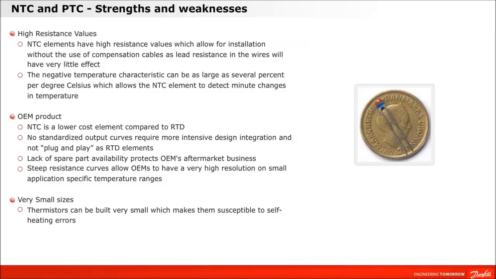Thermistors can be very small, which makes them susceptible to self-heating errors. The weaknesses for the PTCs and NTCs are the mechanically weak construction, not standardized.